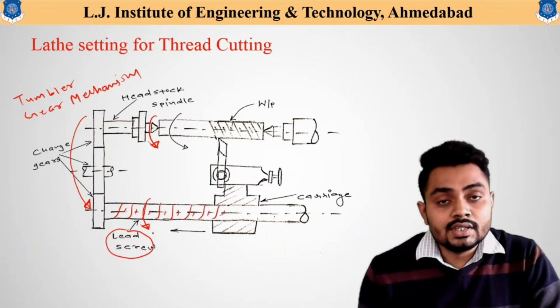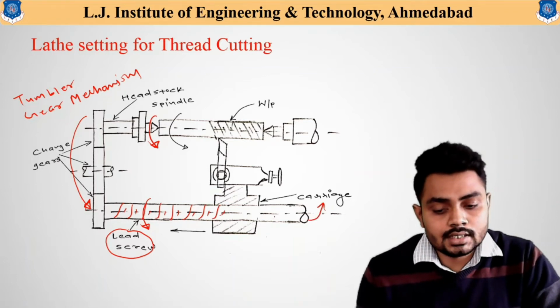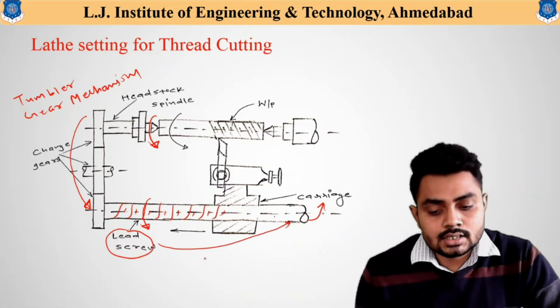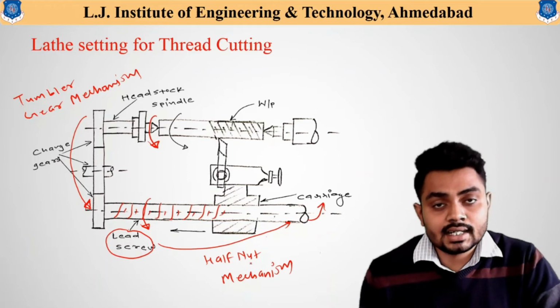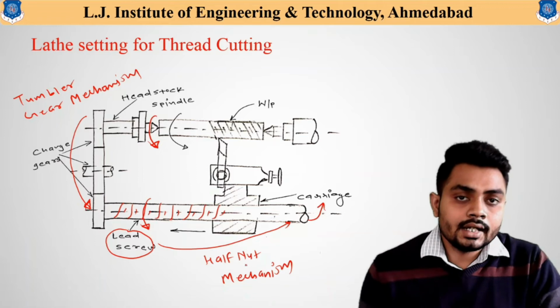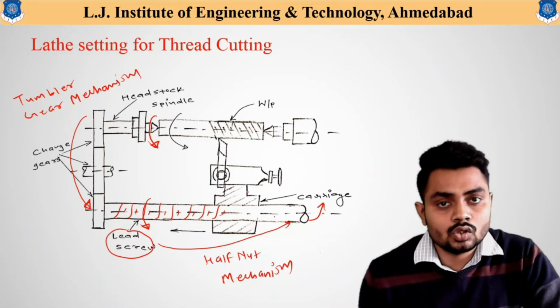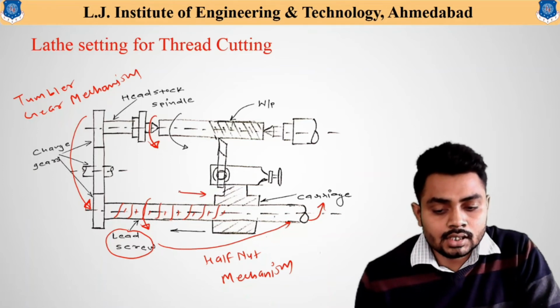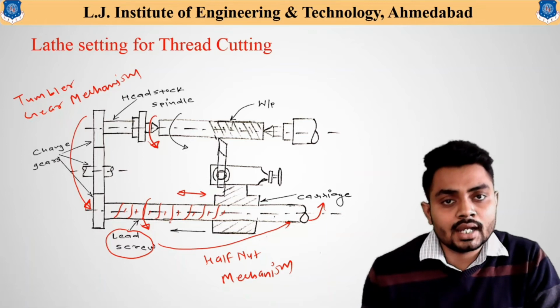Now with the help of the half nut mechanism, this lead screw is connected to the carriage. So this half nut mechanism provides the connection between the lead screw and the carriage, and with the amount of pitch available on the lead screw, with the rotation of the lead screw, this carriage automatically starts moving in the longitudinal direction. So that is how the automatic movement of the carriage is obtained using these particular mechanisms.